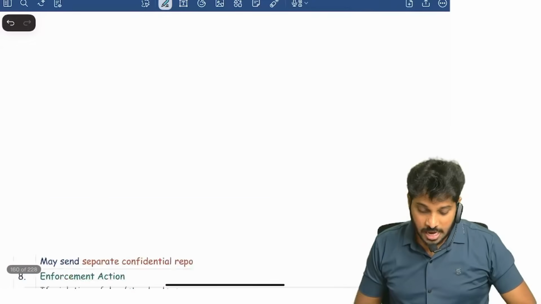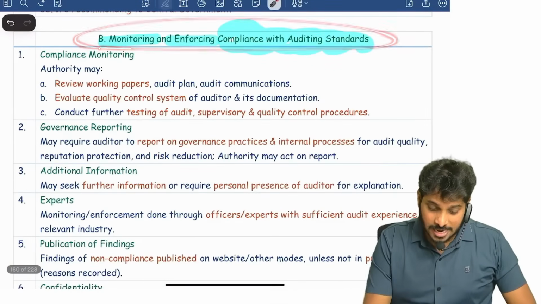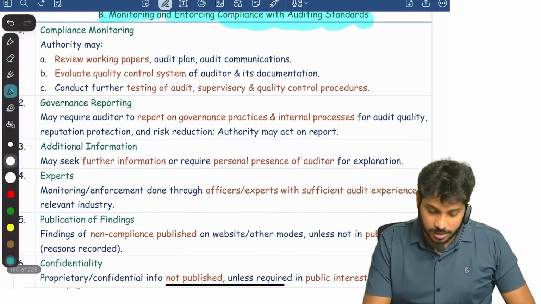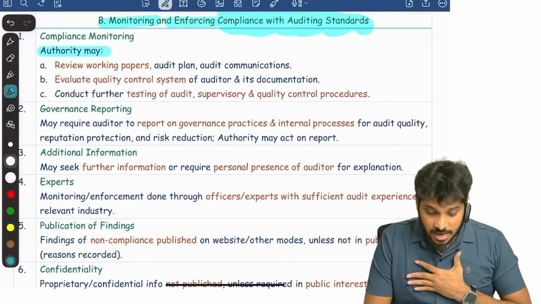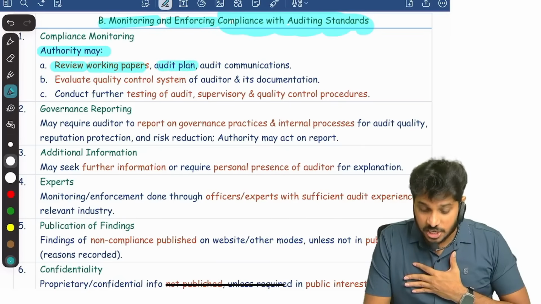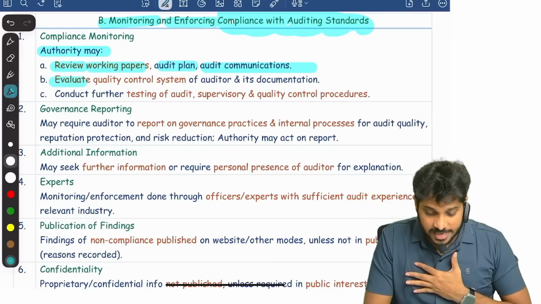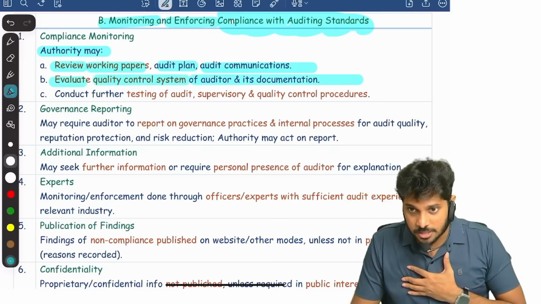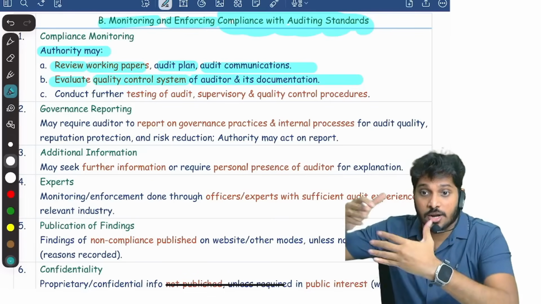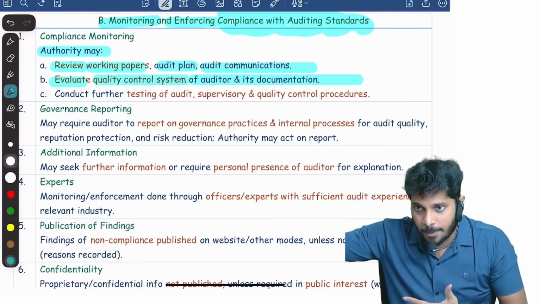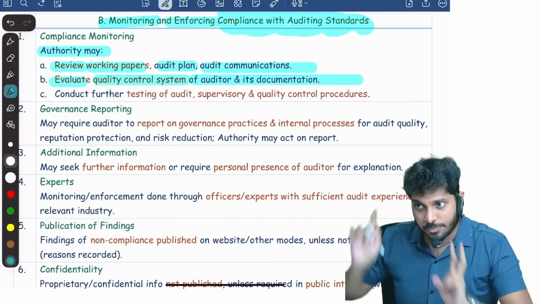Are you clear? Now, one of the major functions of NFRA is that they monitor and enforce compliance with auditing standards. So the NFRA may review working papers. They can check the audit plan of the auditor. They can check the auditor's documentation, communications, all that. They can evaluate the quality control system of the auditors. Like every auditor will have a quality control system, some SOPs, policies and procedures on how to do audit. That policies and procedures NFRA can audit.